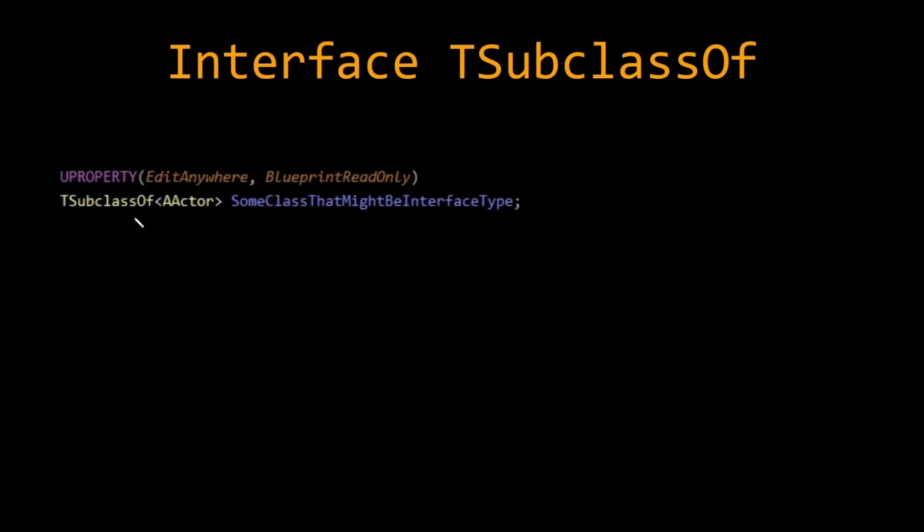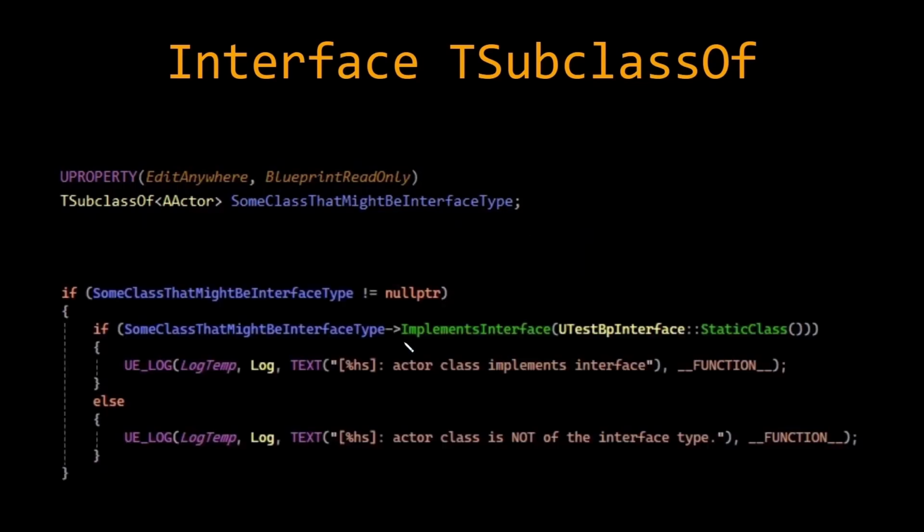Let's say you are in a different situation where you did have a TSubclassOf, but it may or may not be that interface. So this is some class that might be the interface. We don't know. How do you find this out at runtime in code? Well, what you can do is call this function that is similar to the other one. You say ImplementsInterface, and then you use the UType and get the static class, so the reflected class. You can ask if this class implements that interface, then do some logic in response to that. Otherwise, do some other logic. And so this is how you can test. But again, if you want to constrain it to only be that, then use the MustImplement thing we saw in the previous slide.